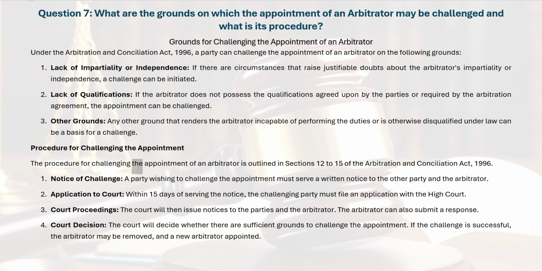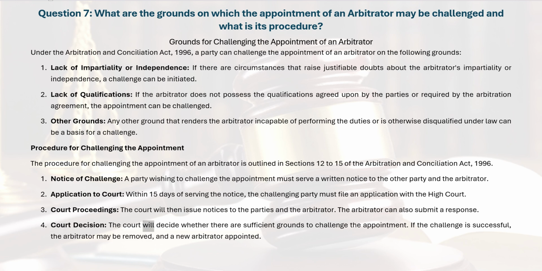The procedure for challenging the appointment of an arbitrator is outlined in sections 12 to 15 of the Arbitration and Conciliation Act, 1996. Notice of challenge. A party wishing to challenge the appointment must serve a written notice to the other party and the arbitrator. Application to court. Within 15 days of serving the notice, the challenging party must file an application with the High Court. Court proceedings. The court will then issue notices to the parties and the arbitrator. The arbitrator can also submit a response.